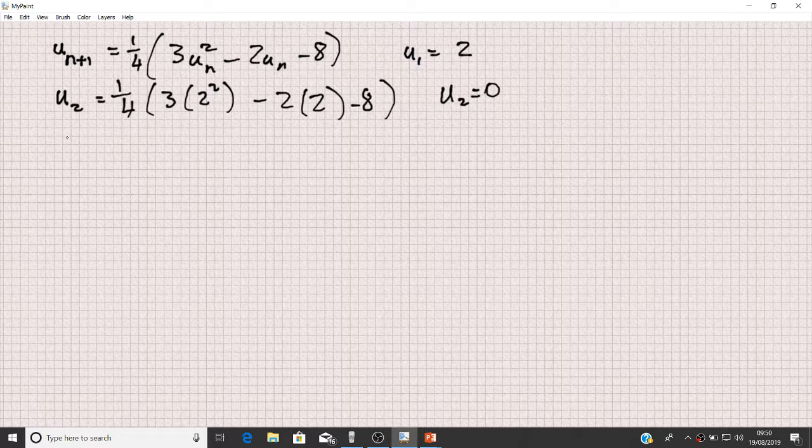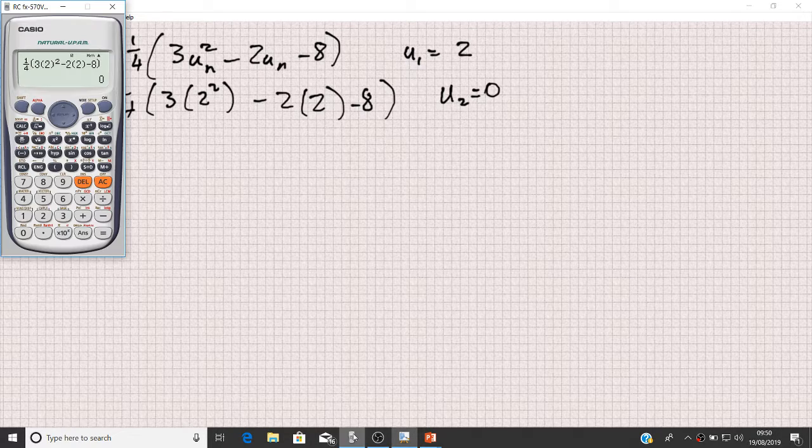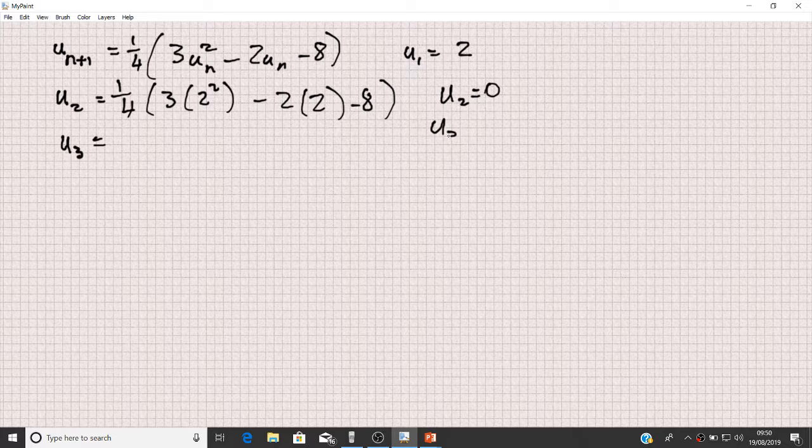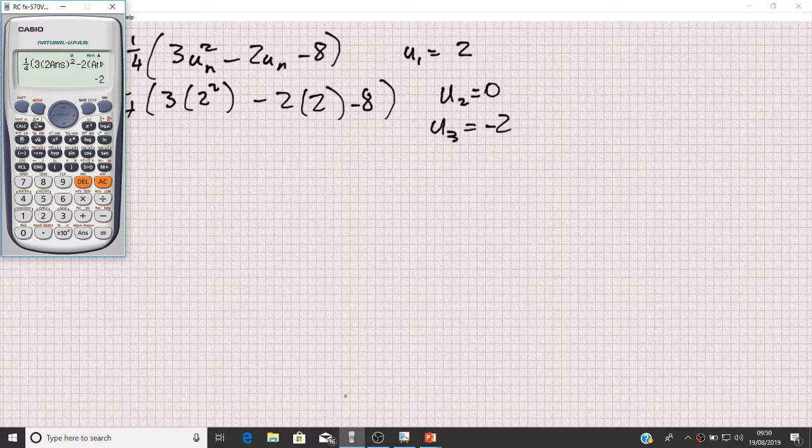Now we're going to look for U3 by subbing U2 in for every time we have Un, and on my calculator I'm just going to edit it, delete out the 2 and just write Answer in where 2 is. Where our Un is, we will write Answer. So I have it there twice. Now the calculator will automatically take the previous answer, which was U2 of 0. So I'll hit equals, and I get U3 equals negative 2. Now if I bring up the calculator once again and hit equals, then the calculator will use U3.